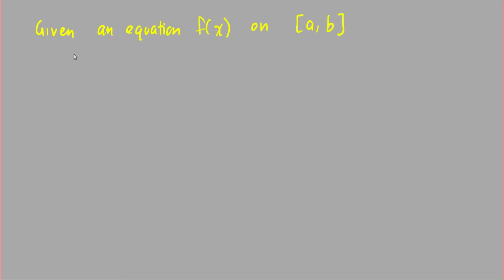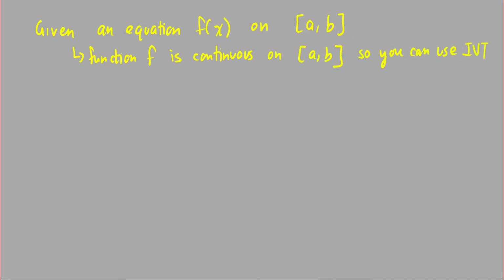You're usually given a function f of x on some interval [a, b], and this function is continuous on this interval, which allows you to use IVT. Note that you don't have to be given a closed interval necessarily, it can be open as well. The function just needs to be continuous on the closed interval [a, b], which usually happens when the function given is continuous everywhere.